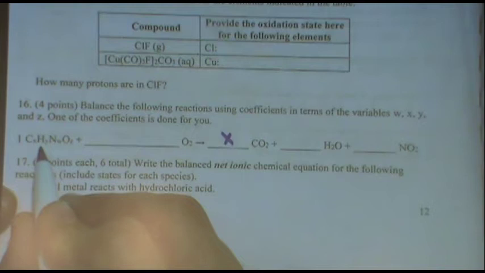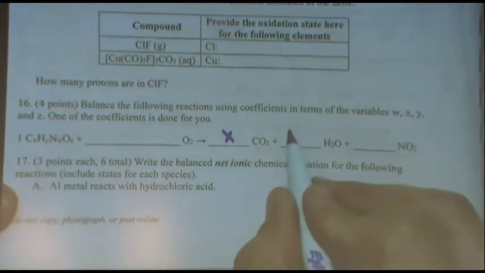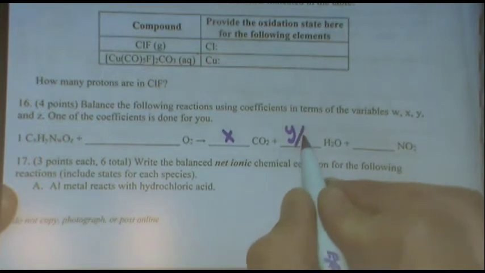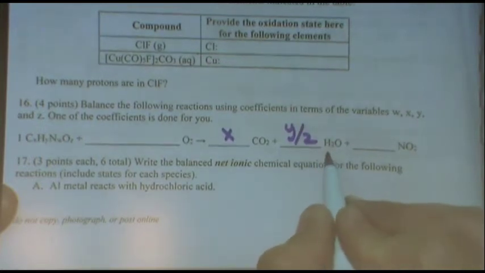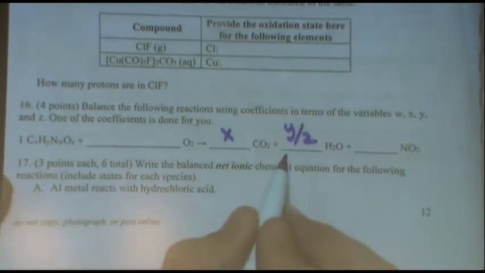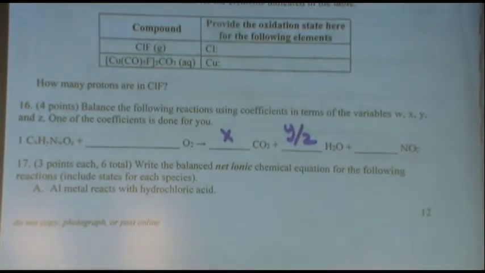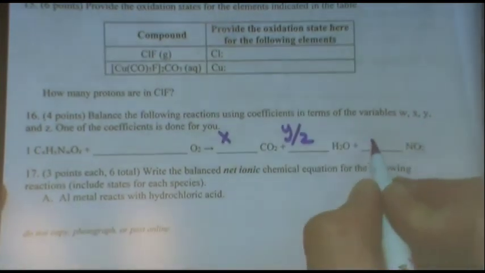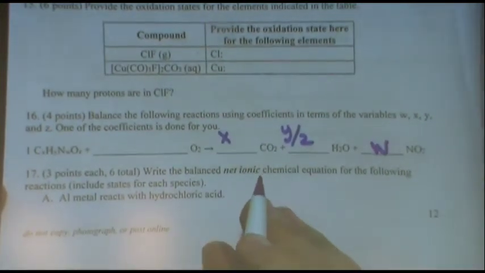Y hydrogens here, so what do I put here? Half what? Not Y. Y over 2, because I'm going to multiply by 2 hydrogens. 2 times Y over 2 is Y. That's not necessarily a fraction, because Y might be 2, so 2 divided by 2 would be 1. We don't know what the variables are, so we're just going to report them as we get them. There's W nitrogens here, so I'm going to put W there.